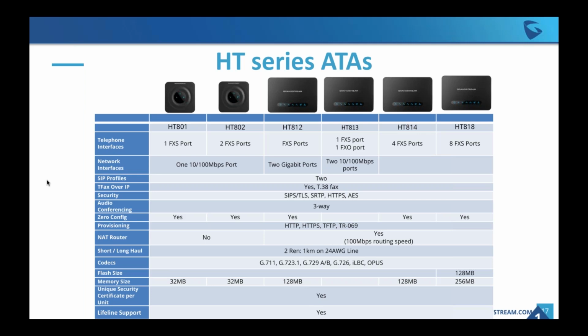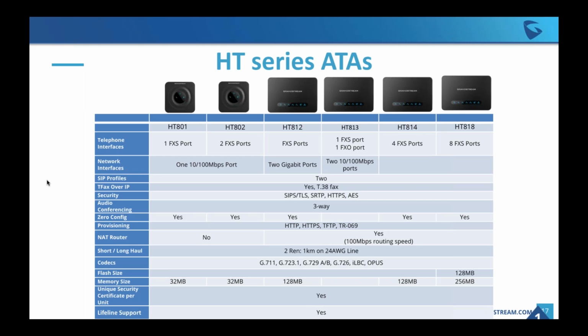The network interfaces also differ. The 801 and 802 have just one standard 100 megabit per second port. For the HT812, 814, and 818, it looks like for whatever reason that information isn't showing up here. So the 12, the 14, and the 18 all have gigabit ports. That's the thing that really differentiates them.